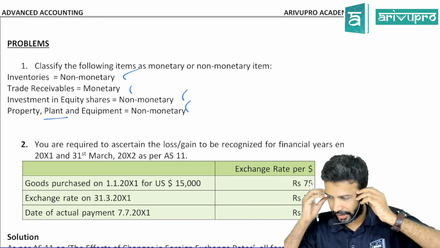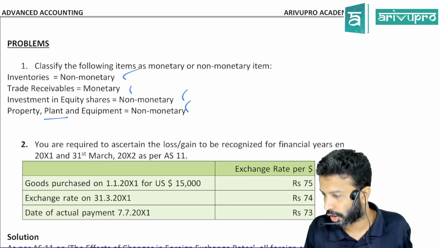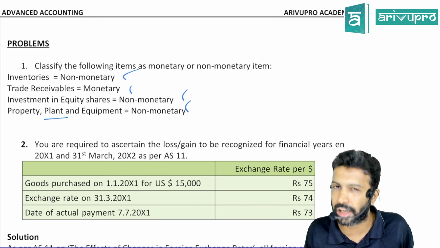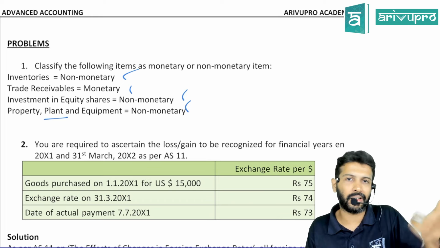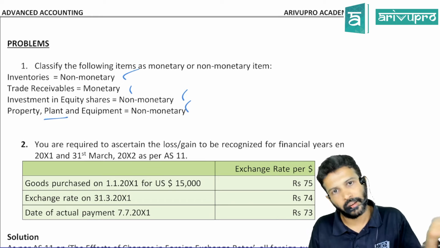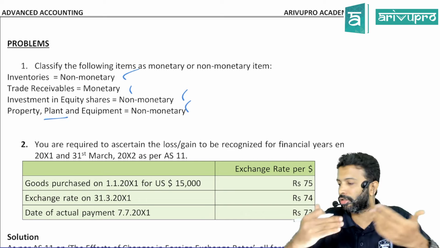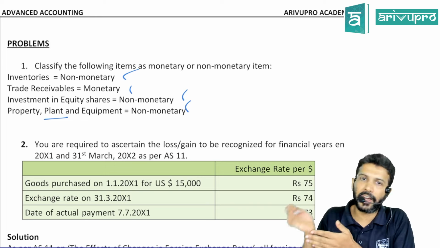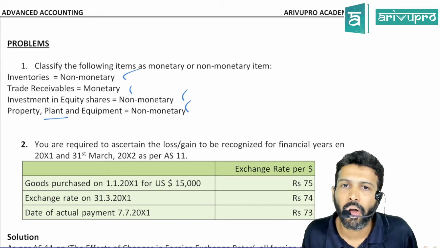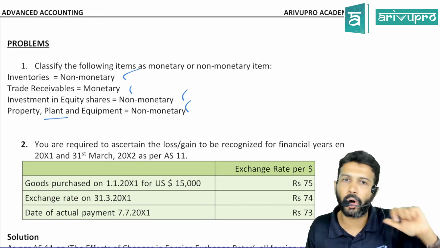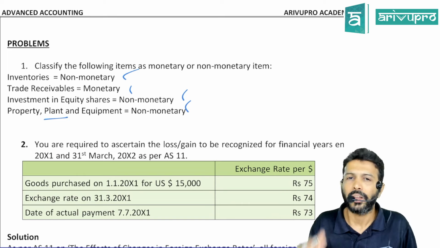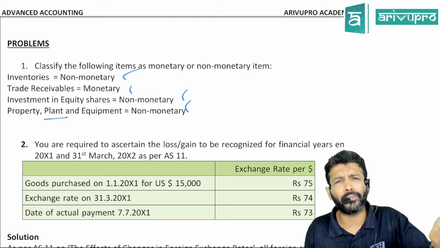LIBOR is a benchmark rate. LIBOR is not used for your normal transaction. LIBOR is used for fixing your rate. Like when you take a bank loan, LIBOR is the London Interbank Offer Rate. Each bank may borrow from each other, right? That we call LIBOR. In India, we have MIBOR, Mumbai Interbank Offer Rate. The rate at which banks offer loans to each other, we call LIBOR or MIBOR. That is generally used for your loan fixing rate.